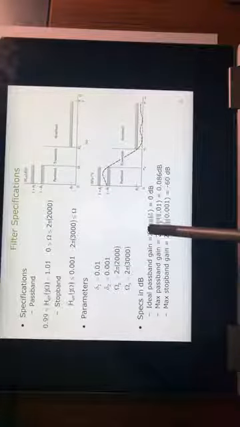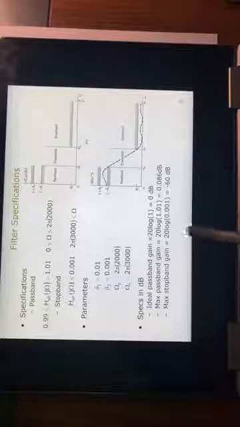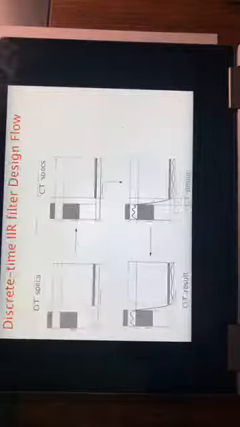So 1 in log scale is 0 dB. So 0 dB means 1, and obviously 0.001 is 10 raised to the power minus 3. So minus 3 into 20 is minus 60 dB. So once you see minus 60 dB, you must immediately remember that it is actually 0.001.